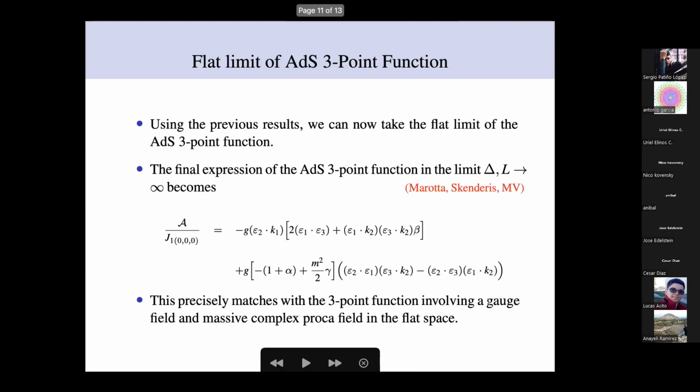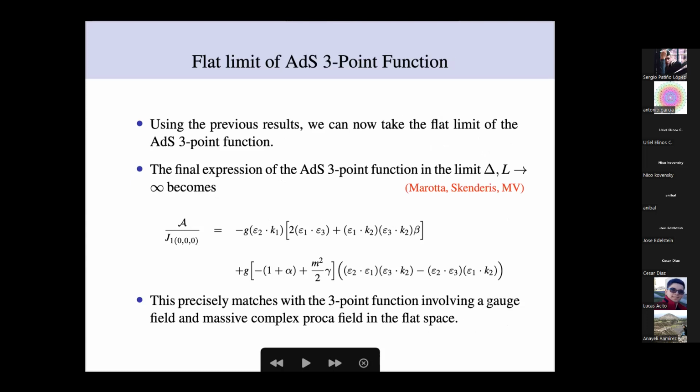Next. Using these results, one can take the flat limit of the AdS 3-point function, and the final expression for the AdS 3-point function in the limit Delta and L going to infinity takes this form. And this precisely matches the 3-point function involving a gauge field and a complex massive Proca field in flat space.